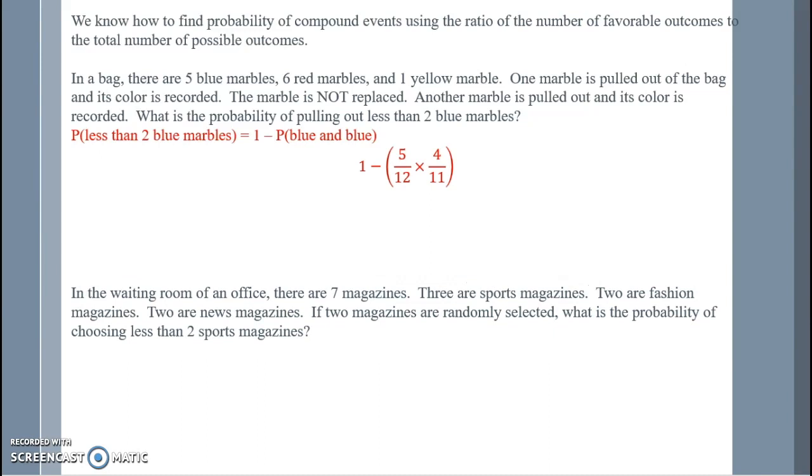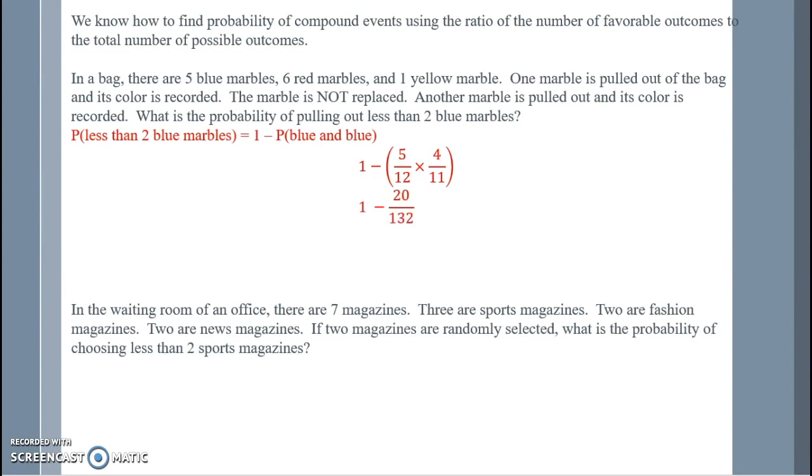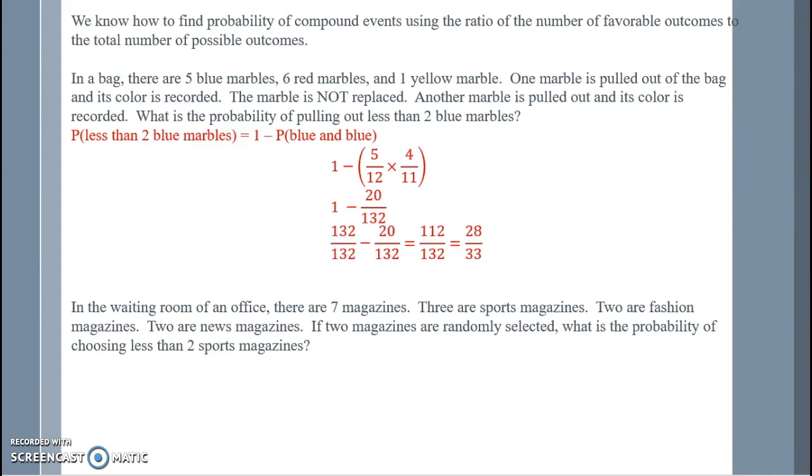So if they both were blue, we'd have 1 minus, there's 12 marbles altogether. 5 out of 12 for the first choice, we would have 11 left and only 4 blue ones, considering we already took a blue one out. So 1 minus 20/132nds. So 132/132 minus 20/132nds is 112/132nds, which is 28/33.